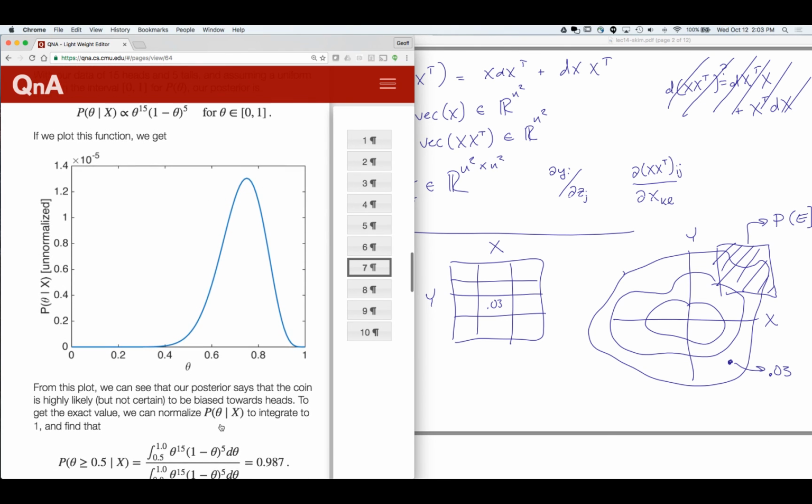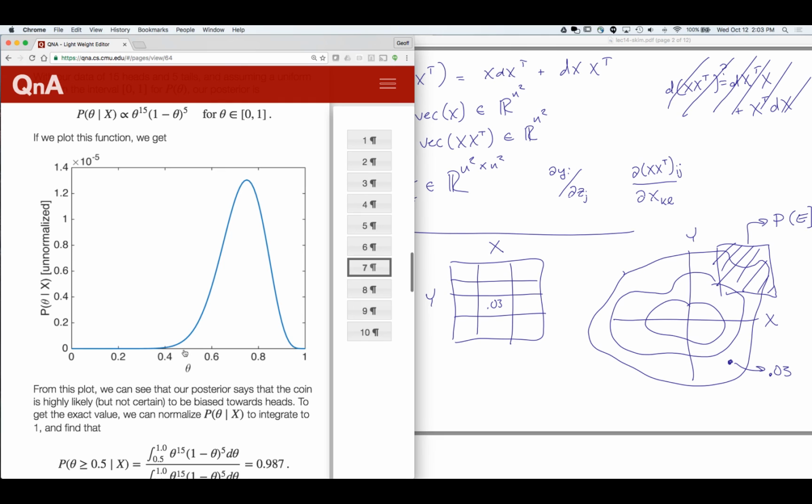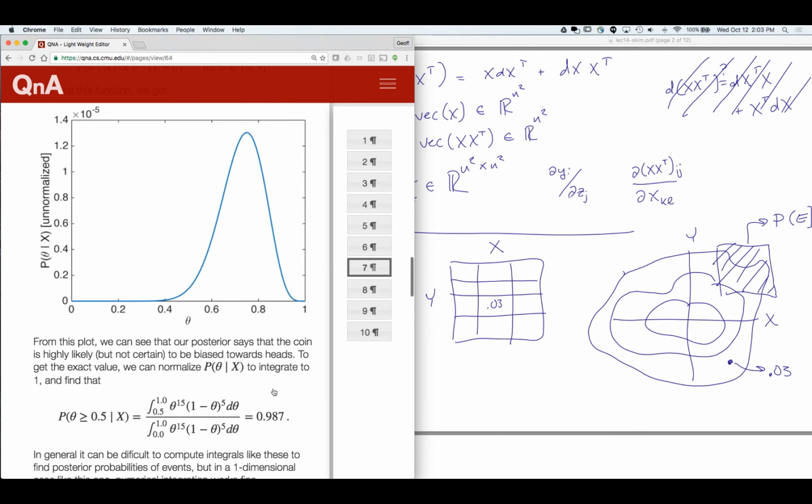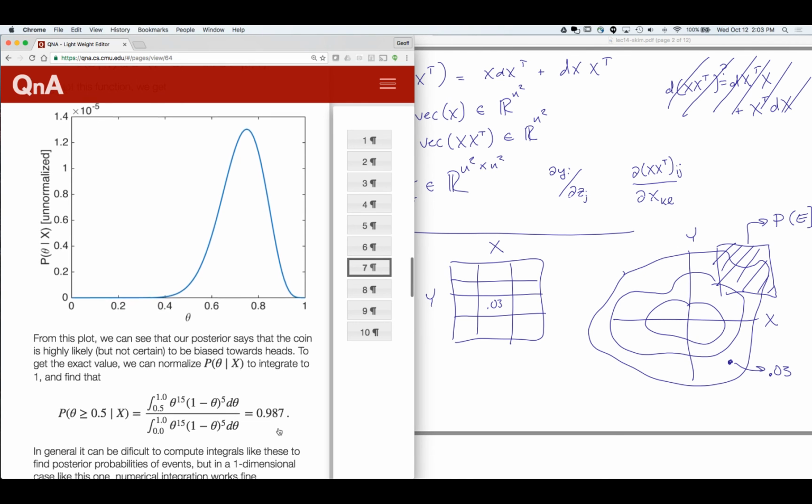And so what does this say? It says that under our posterior, here's a half, the coin is highly likely to be somewhere over here, biased towards heads, but it's not certain. There's still a tiny chance that we just got really lucky and the coin was biased a little bit towards tails. And we can get the exact value by numerical integration, which isn't a problem in one dimension, even if it is if you have a 1,000-dimensional set of parameters. And it says that we have an almost 99% posterior probability that the coin is biased at least a little bit towards heads.